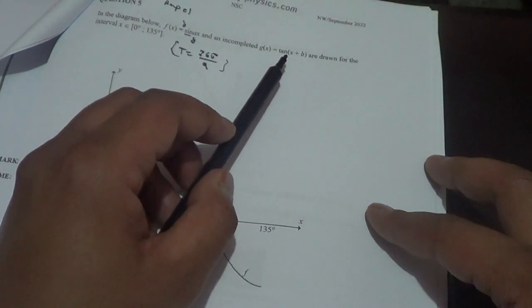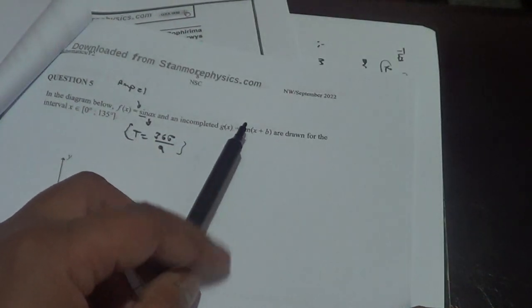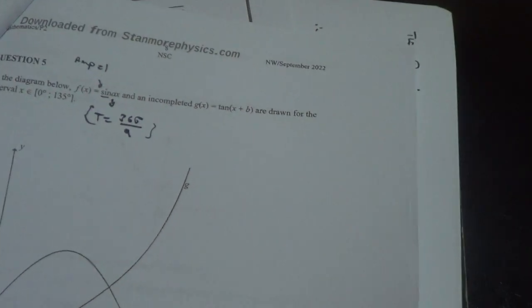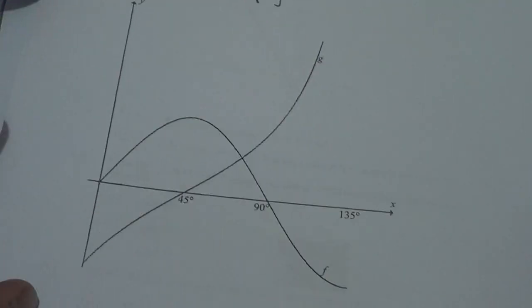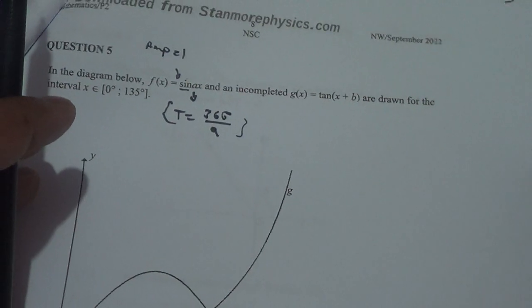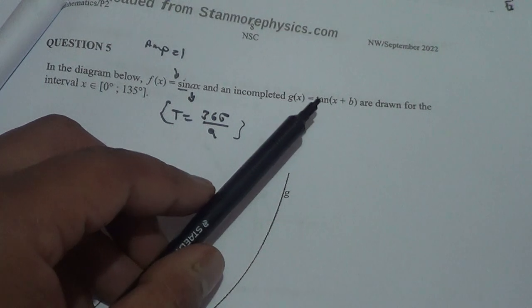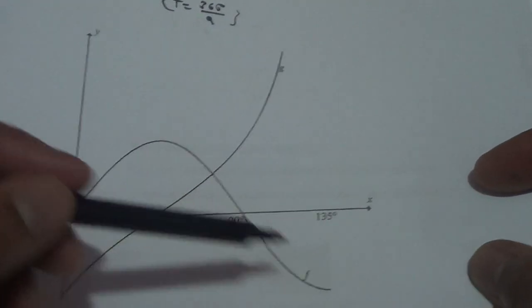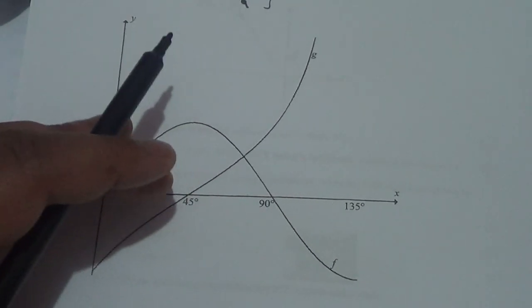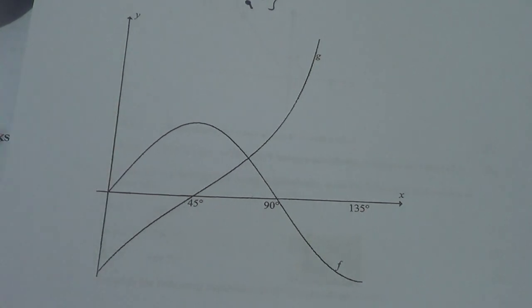So the next one is tan. So a tan graph is fine. Maybe this is too far. I don't know why my resolution is not the best here. Okay, so the tan is already not going to be anything else, but this is going to be the sine graph. So the sine graph, where's my ruler?